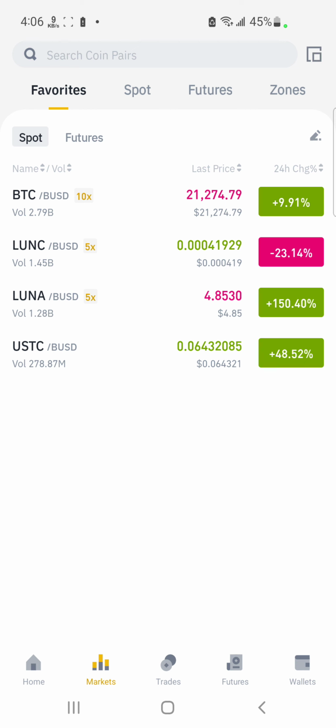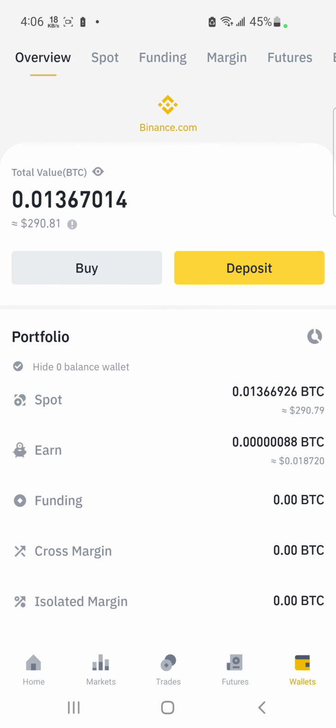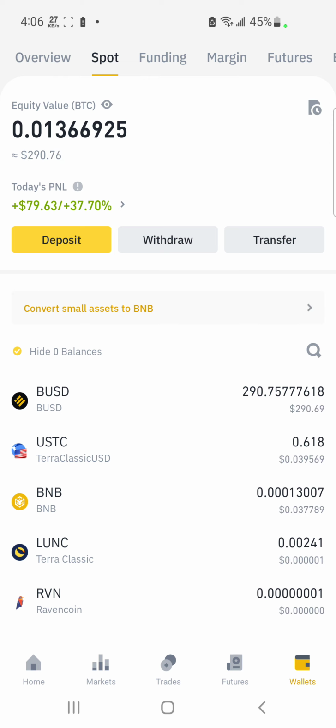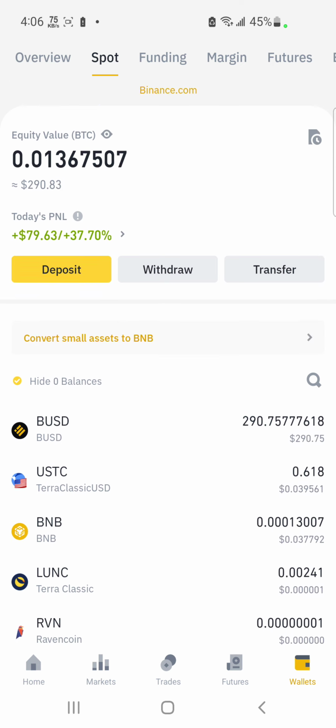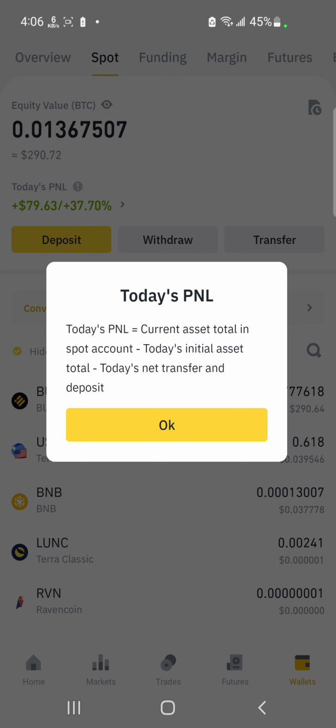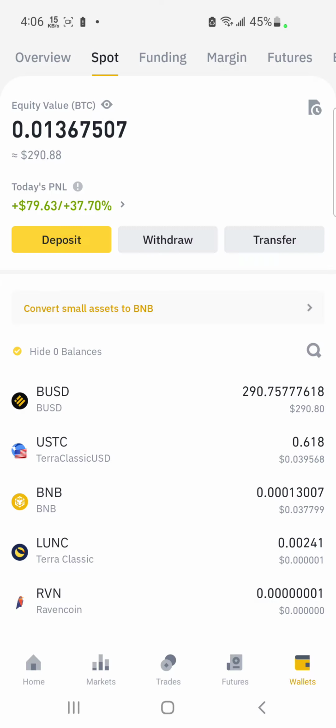So let's go into my wallet, see what's in there. Okay, so I currently have 290 US dollars. And this money is actually coming from 100 US dollars. Right? So over the past weeks I have been doing my trades and so forth. Okay, so my profit today, PNL, right? And this is calculated on current asset total in spot account minus today's initial asset minus today's net transfer and deposit. Okay, so I'm up plus 37.7%. That's 79.63 US profit. So that's what I've made today.